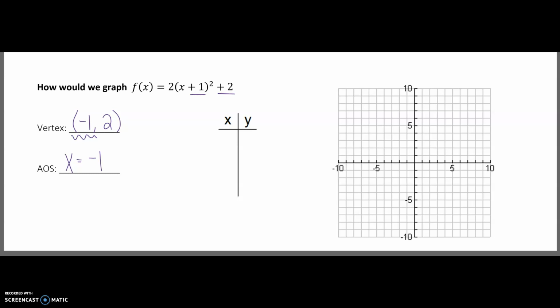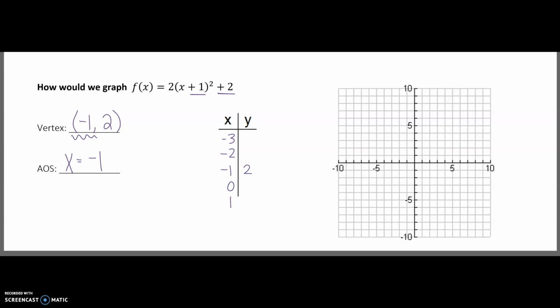Now we want to create a table for our parabola, which is here on our xy chart. And remember, our vertex is in the very center of our parabola. So what I like to do to make it a little bit easier for me is write out my vertex, -1, +2, right here in the middle of my table. And I'll do 2 numbers below my vertex and 2 numbers above my vertex so that I can have about 5 points to plot. So -3, -2, 0, and 1.